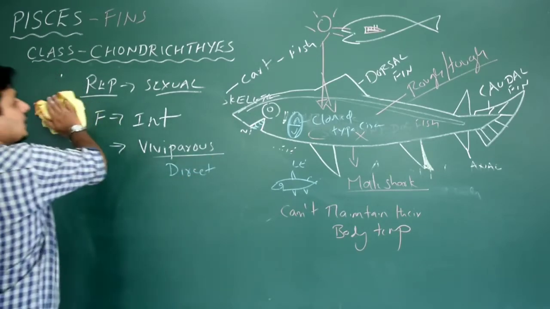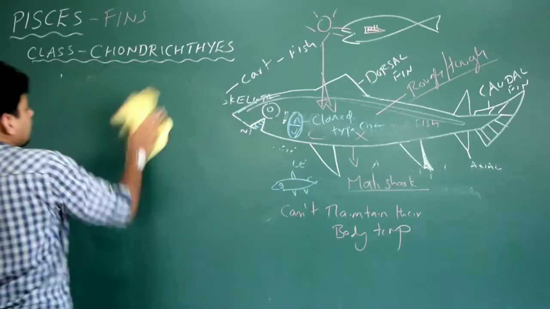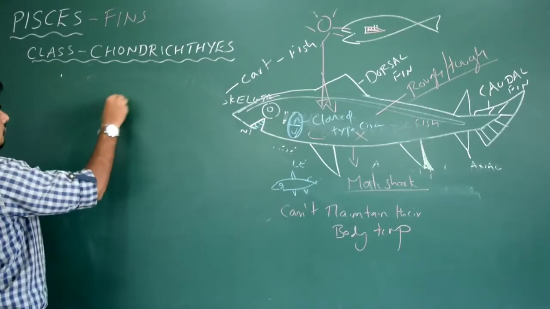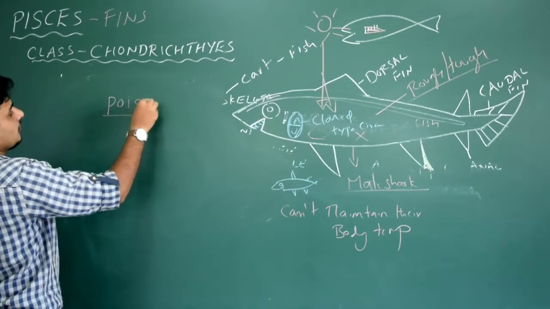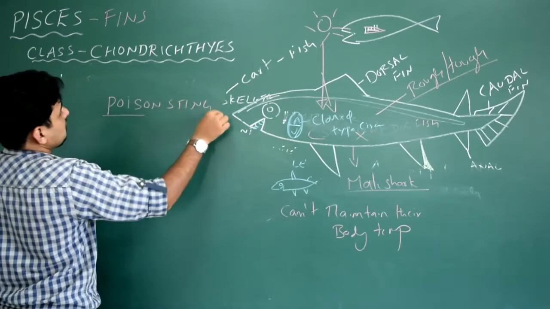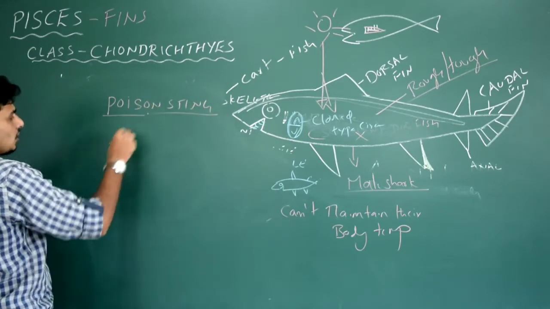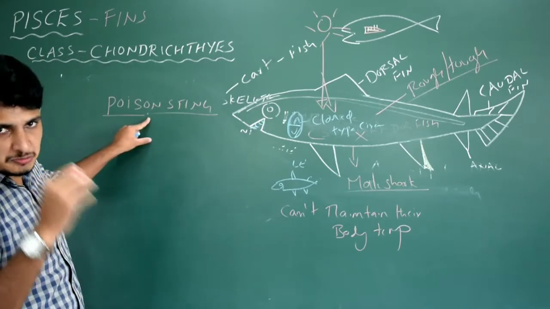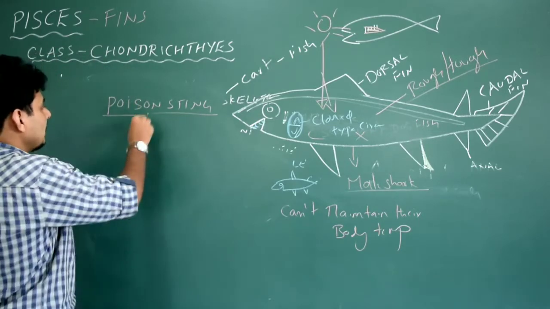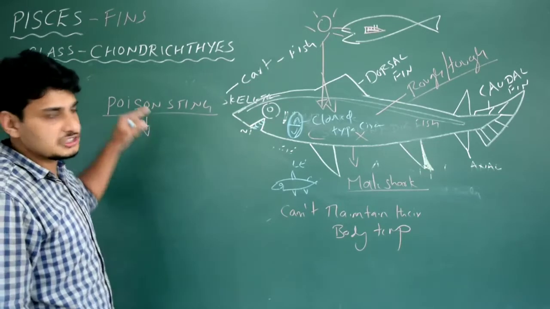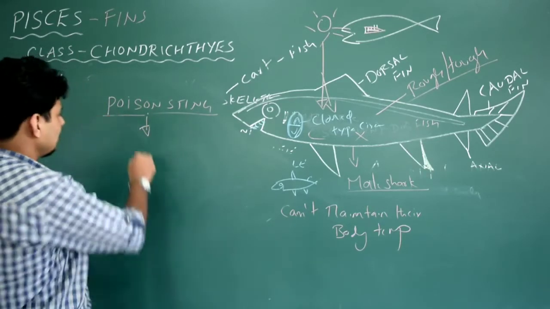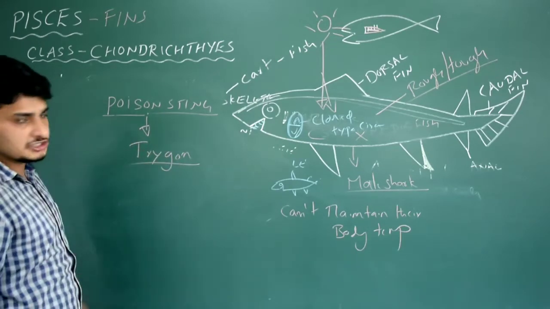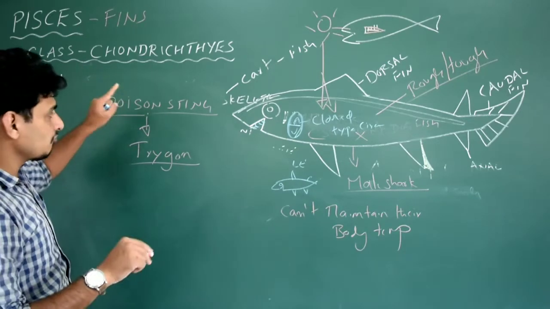Last point I would like to add. That is some examples. Have you seen Trygon? I'll post the picture. They have a type of sting that is called the poison sting. Okay, it contains poison, very dangerous, very deadly. And a good example for the chondrichthyes which has a poison sting is Trygon. Please note this point. Example is Trygon fish, which has a poison sting, very important for your competitive examination.